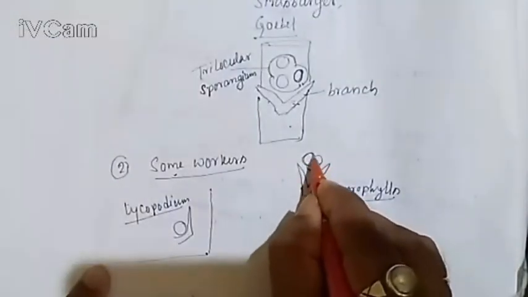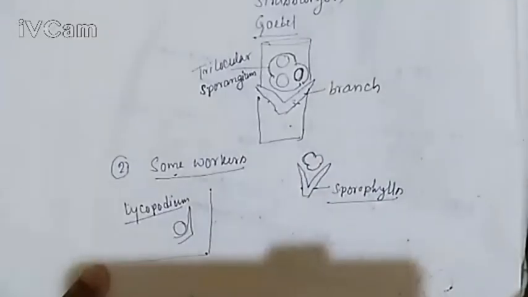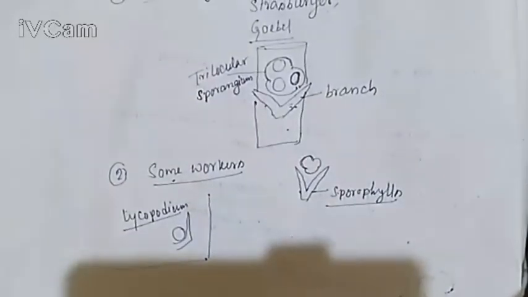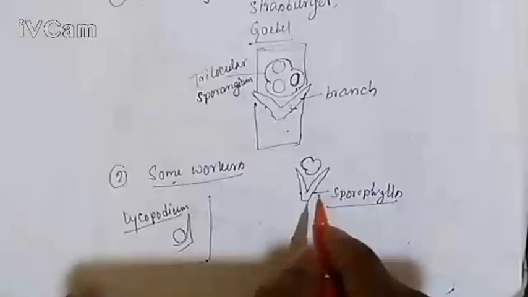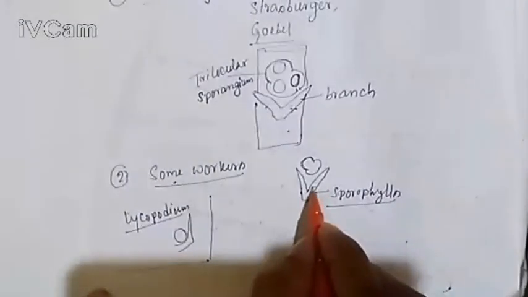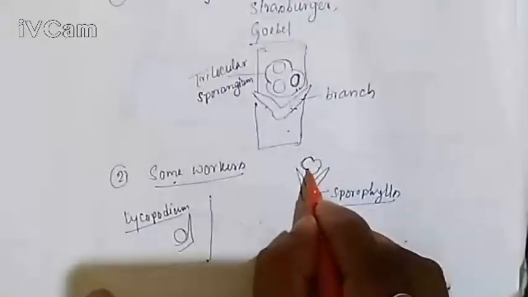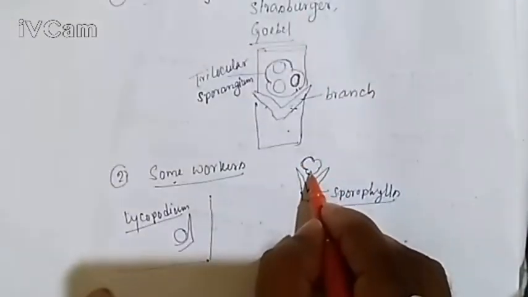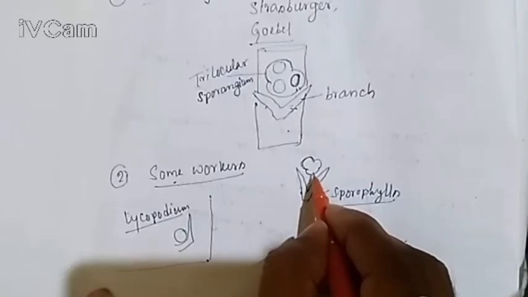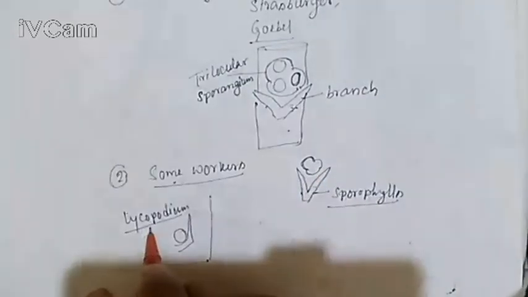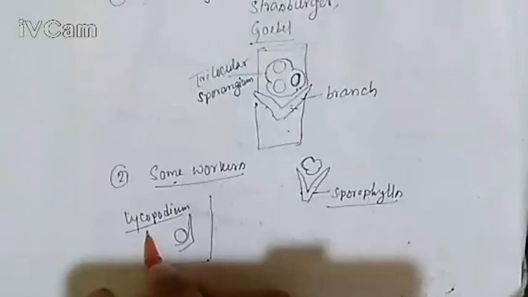This is the trilobed sporangium. So, according to some workers, bifork appendages and trilobed sporangium together constitute the sporophyll, similar to that of Lycopodium. They take an example, Lycopodium, which has a sporangium, but this sporangium is simple, with a sporophyll-like portion. This is the sporophyll.